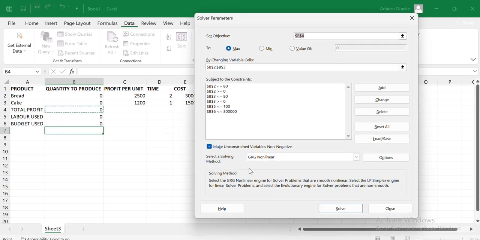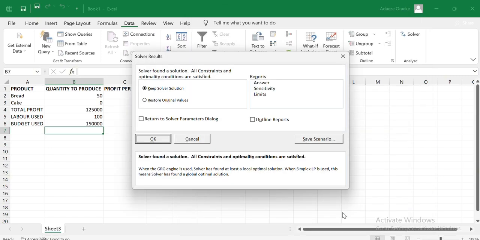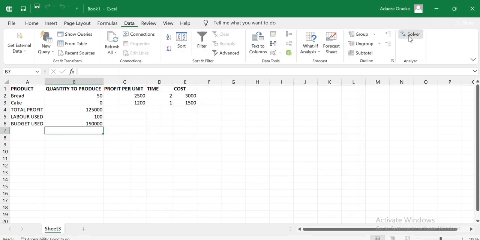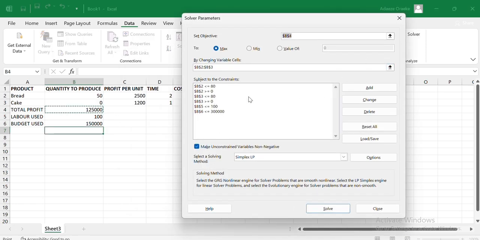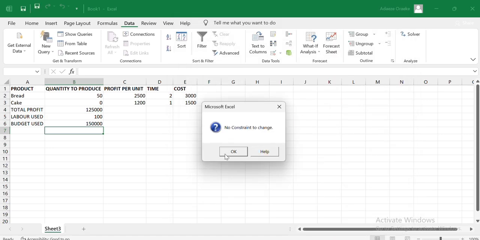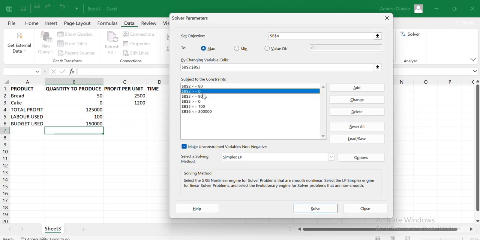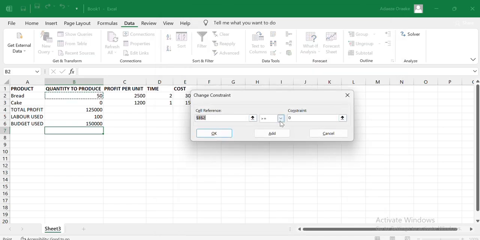Then you can go over it, you can change it if you want. Then let's choose Simplex LP, because this is a very simple linear equation, and there we have our answer. So to maximize our profit, you have to produce 50 units of bread with 0 units of cake. Why? Because our goal is to maximize profit. Even if we spend 2 hours making one single unit of bread, the profit from that one bread is 2.5. Meanwhile, profit from one cake is 1.2.